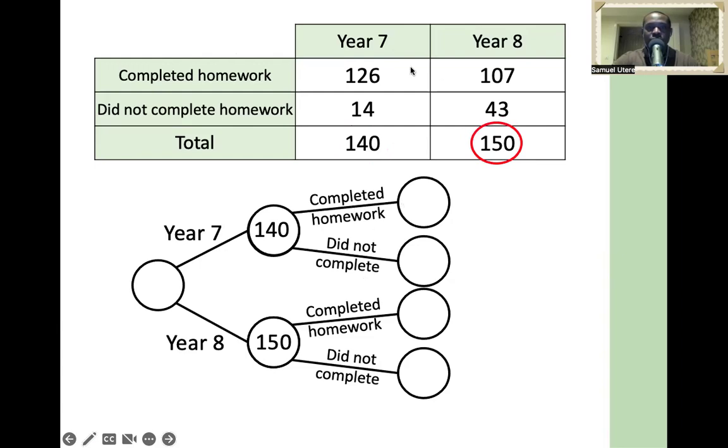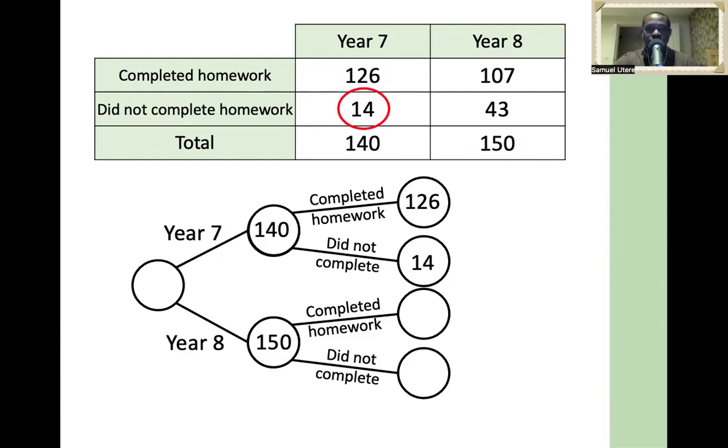So if you look at your data, you would see that those who completed homework are these, 126. So you can see it from the data. That matches with that and year 7 there. So we put 126 there. Now, those who did not complete homework is obviously 14. So we put our value there. We go to the other parts of the table to start to complete the frequency tree.